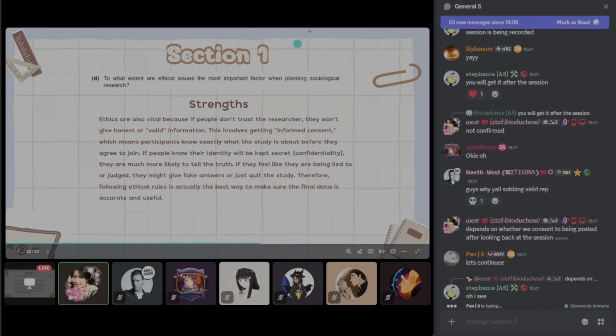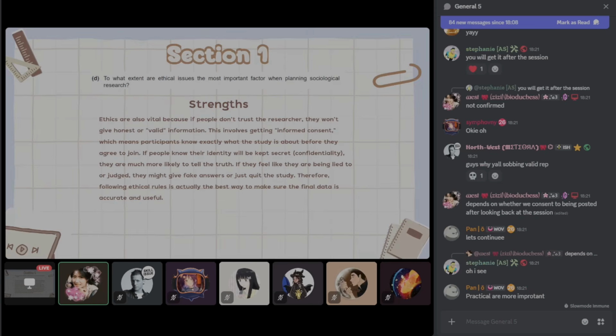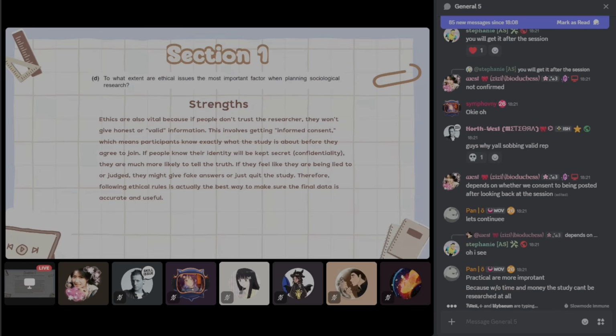So before we get to the limitations, can anyone say a limitation of ethical issues being the most important factor? Like maybe say other factors that are way more important. Practical are way more important. Okay, can you elaborate on that part? Let's practice our PEEL here. Because without time and money, the study can't be researched at all.